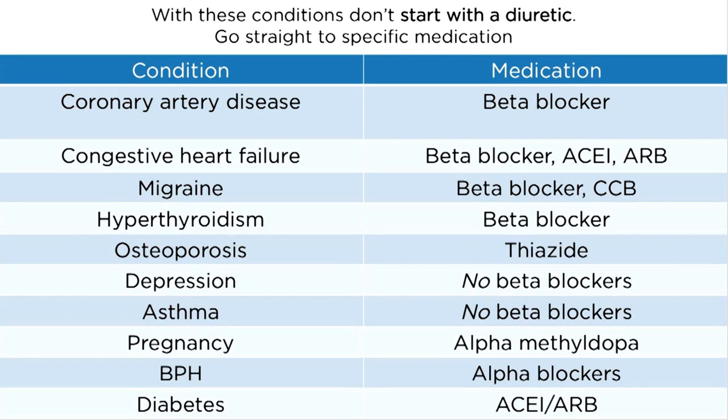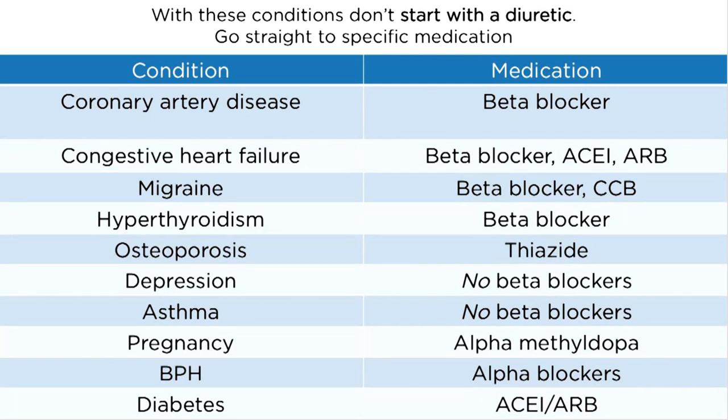Now, here's something you have to be careful of. Patient has depression, do not use beta blockers. Patient has asthma, do not use beta blockers. If they're pregnant and they have high blood pressure, you can use alpha-methyldopa, or you can use labetalol. If they have BPH, you can use alpha blockers because that's going to help them pee. And if they have diabetes, you must institute them on an ACE and an ARB.